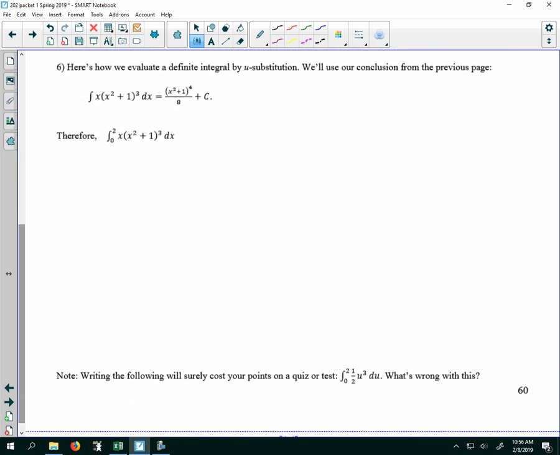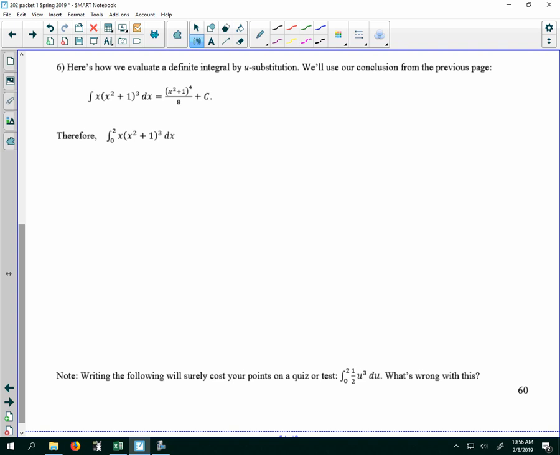Okay, so here's how we evaluate a definite integral. If you have bounds on the integral when you're using u substitution, start by calculating the indefinite integral. Find the antiderivative first. So you use substitution and get the indefinite integral. This is what we just did in the first problem of the demo.